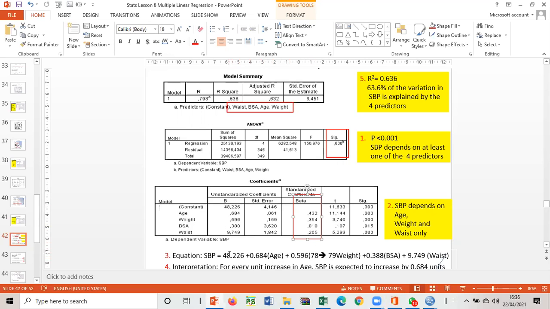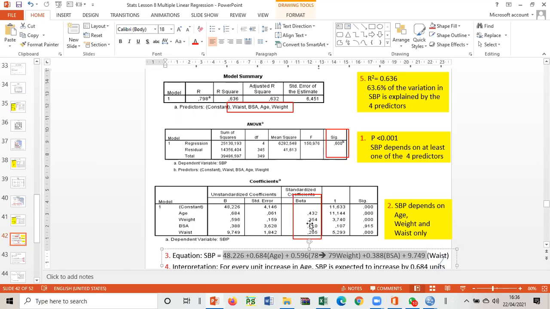It's only for writing the equation for prediction purposes. We want to know relative importance. What relative importance? Which one to tackle first? Age, weight, waist, followed by BSA last.